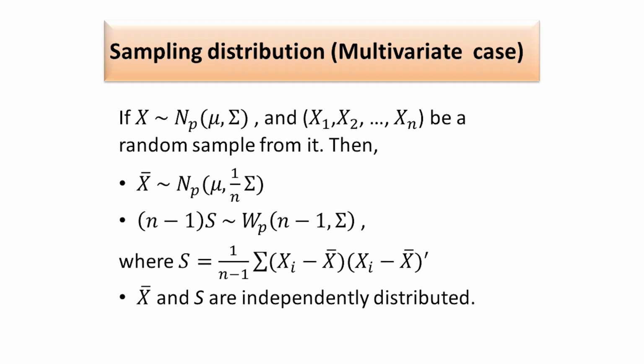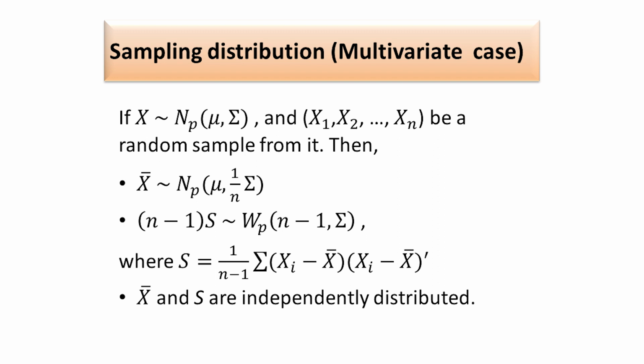Now, let us suppose that x has a p-variate normal distribution with mean vector mu and dispersion matrix sigma, which is positive definite, and we take a random sample of size n from it. Let the random observations be x1, x2 to xn. Then, as in the univariate case, we can define the sample mean and the sample variance. In this case, it won't be the variance, but the variance covariance matrix.